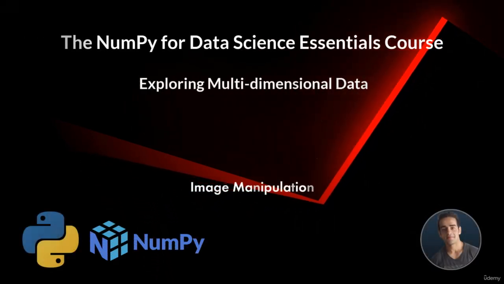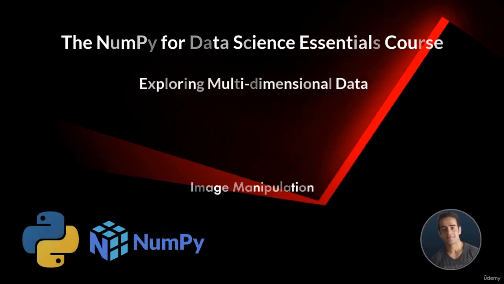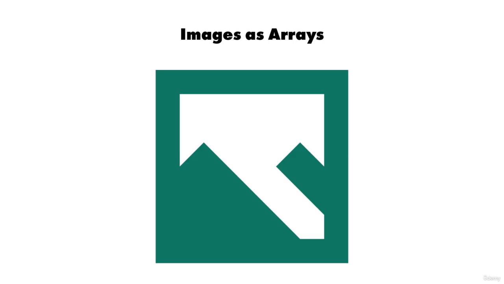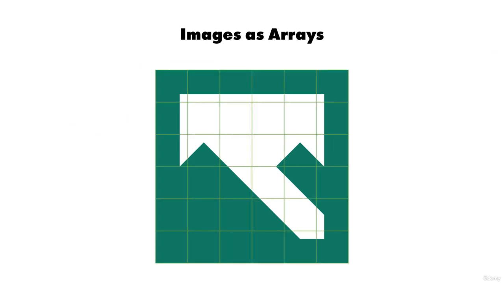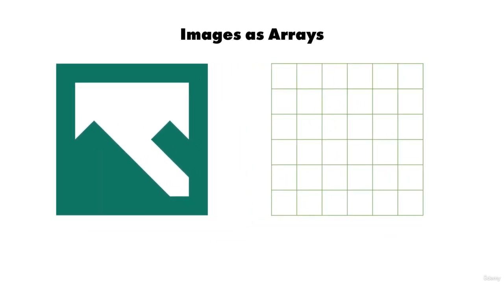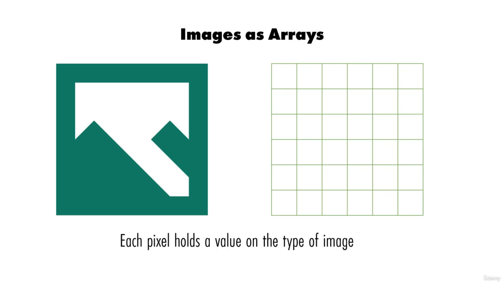Hi everyone, in this lecture we are going to talk about image manipulation. Any image, whether it's a JPEG image or a PNG image, when programmatically represented is basically an n-dimensional array. Every cell that you see depicted in this image holds some value to represent a single pixel in the image. Now, what exactly is this number that can be used to represent a pixel depends on the type of the image.